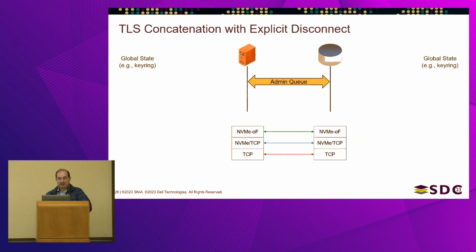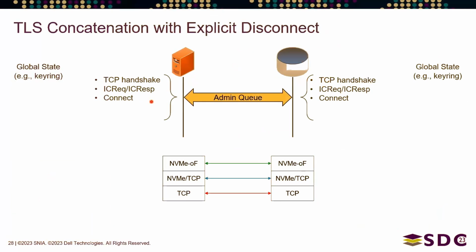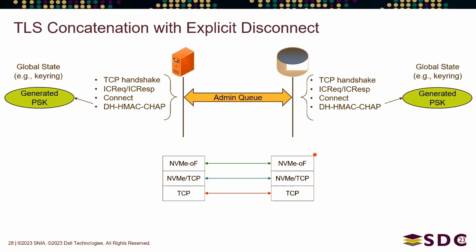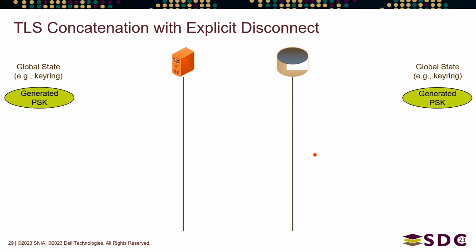So let's look at it in diagrams. So here we see what happens. We begin our TLS concatenation: TCP handshake, ICRESP, and then the connect command, the admin queue is ready. And we set up our stack, TCP, NVMe-TCP, NVMe-oF. Now we do the DHM matchup transaction and we generate a PSK. At this point, we disconnect. Nothing else is there. We are clean now, but we have a PSK.